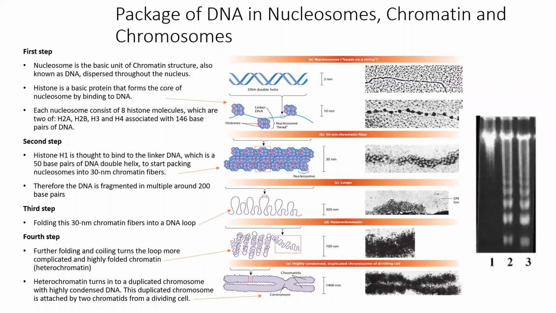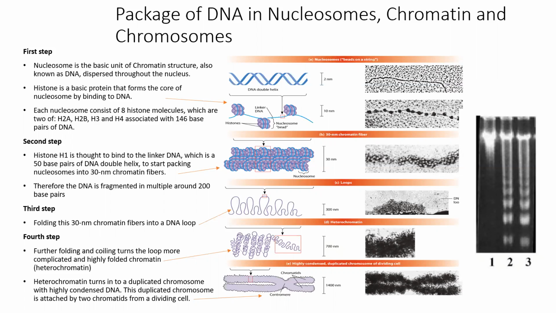The third step, as the arrows point at, we have those 30 nanometer chromatin fibers folded into DNA loops. And the fourth step, we have further folding and coiling of the loops to be more complicated and more condensed, forming the folded chromatin, which we call the heterochromatin. So this heterochromatin turns into the duplicated chromosome with highly condensed DNA. And this duplicated chromosome is made of 2 chromatids and is found in dividing cells.